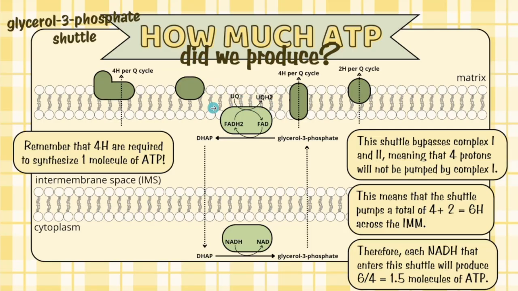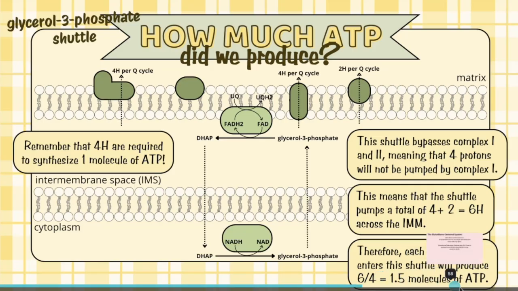Now, because this process bypasses complex 1, we can only pump 4 protons from complex 3 and 2 protons by complex 4. So that's a total of 6 protons pumped across the inner mitochondrial membrane, and therefore each NADH molecule that enters this shuttle will produce 1.5 molecules of ATP. Does that make sense now?